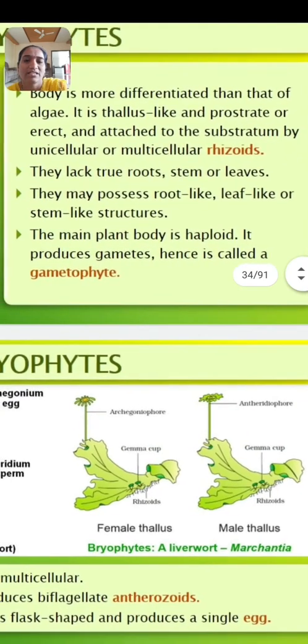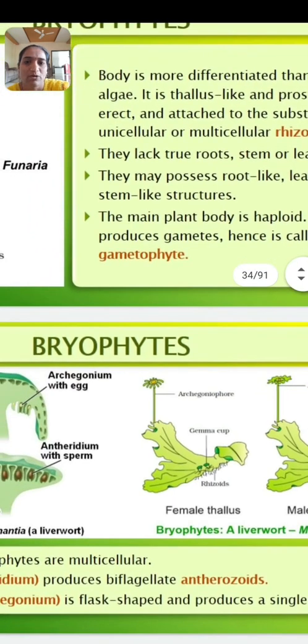Here look at the next character. They lack true root, stem or leaves. They may possess root-like, leaf-like or stem-like structures. The main plant body is haploid. It produces gametes and hence it is known as gametophyte.